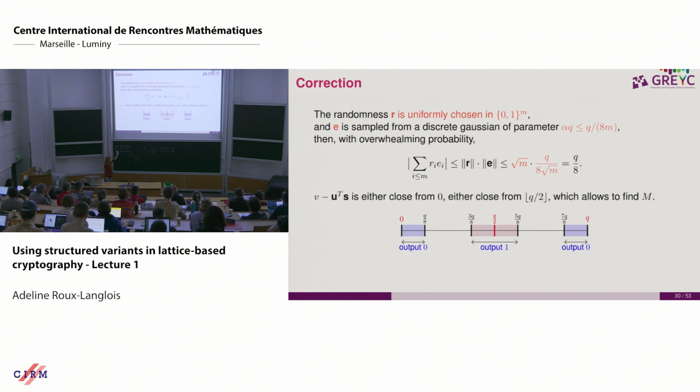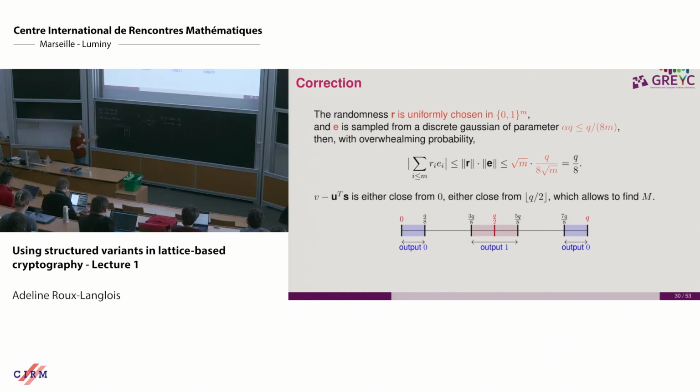And then if you draw this picture between 0 and Q, if you are around Q over 2, you show that the M bit was 1. And if you are close to 0 or close to Q, you are sure that your bit was 0. That's how you decrypt with a good success probability. So it really depends on the choice of your parameters to be sure that you don't make mistakes when decrypting.